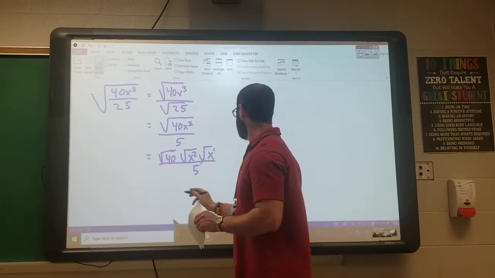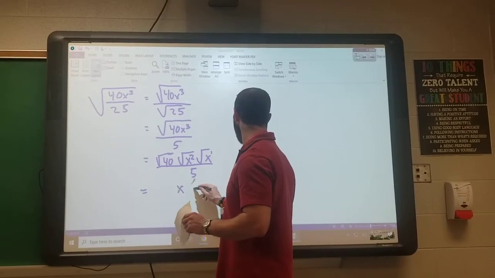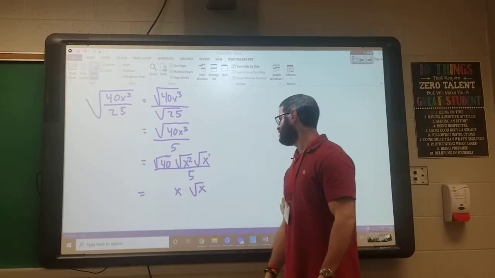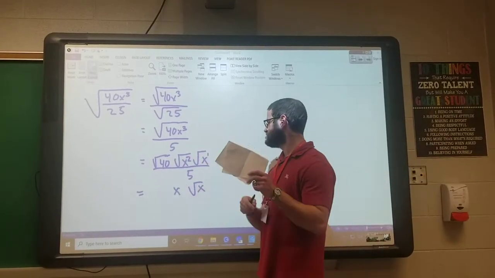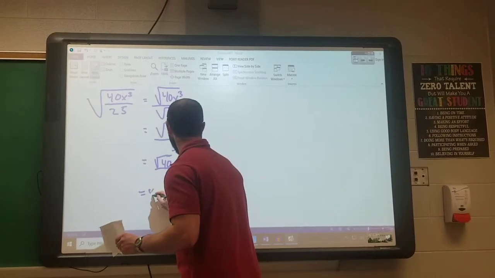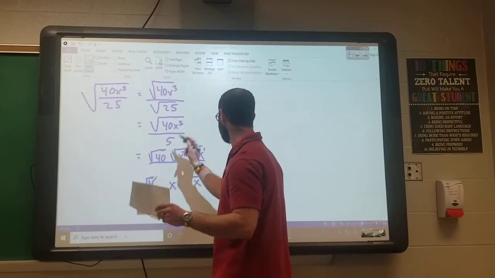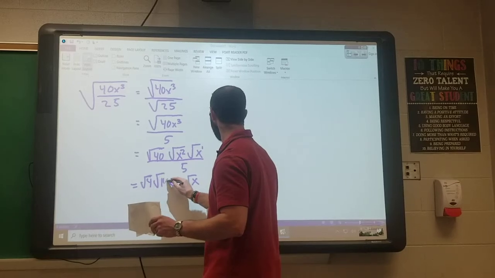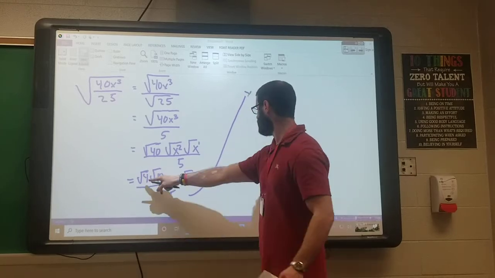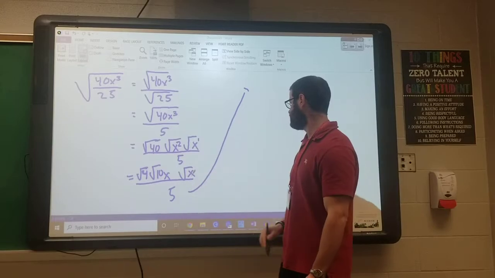And square root of x squared just happens to be x, and then I just have a square root of x here. Square root of 40, remember we look for a perfect square that goes into 40. The biggest perfect square that goes into 40 happens to be 4. So we can separate this out into square root of 4. 40 divided by 4, remember we're basically factoring it, would be 10. So that's square root of 4, square root of 10, I have x, and I have square root of x.